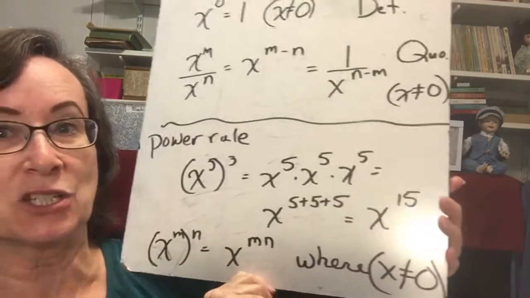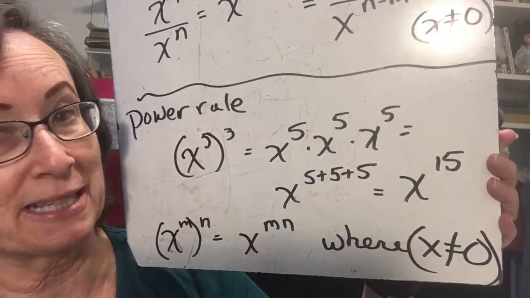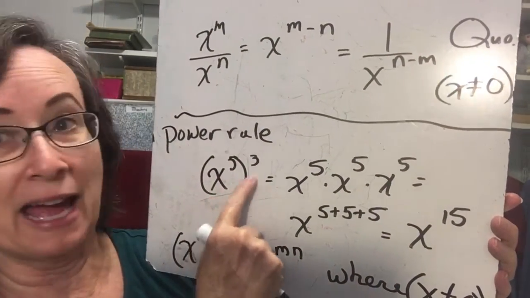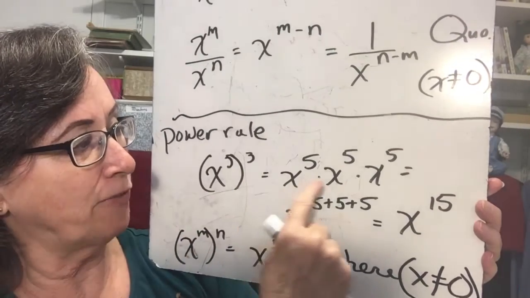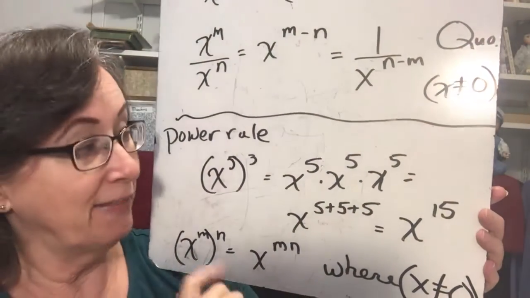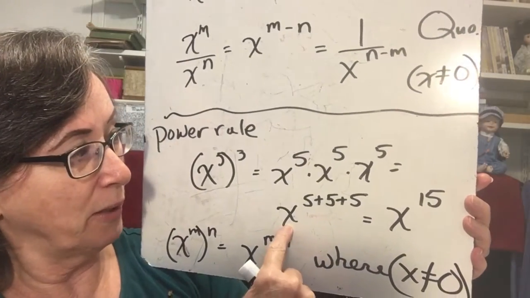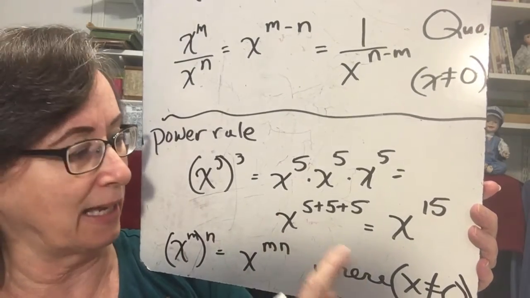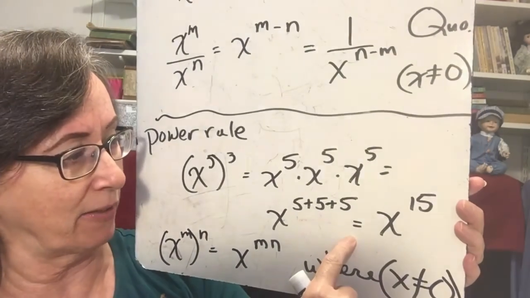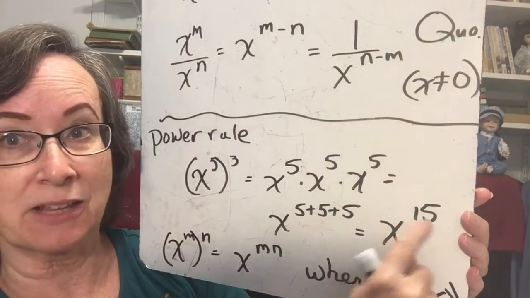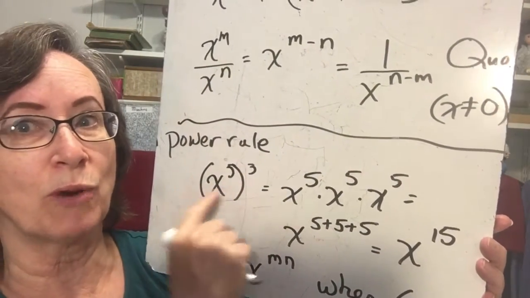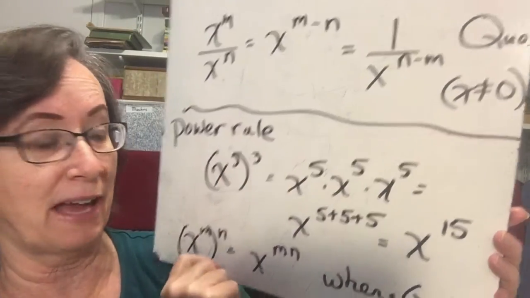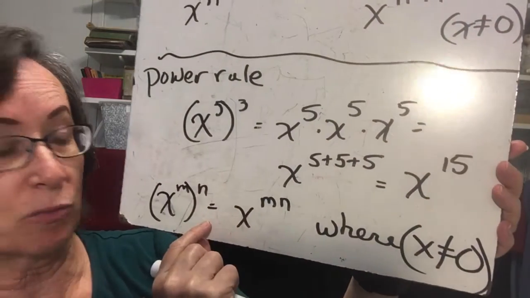So now we're ready to start with what this lesson is about today, which is our power rule. So x to the 5 cubed is x to the 5 times x to the 5 times x to the 5. Then using our product rule, we know that when we're multiplying like bases together, we add the exponents together. So 5 plus 5 plus 5 is x to the 15. So x to the 5 raised to the third power is x to the 15, which is the product of 5 and 3.